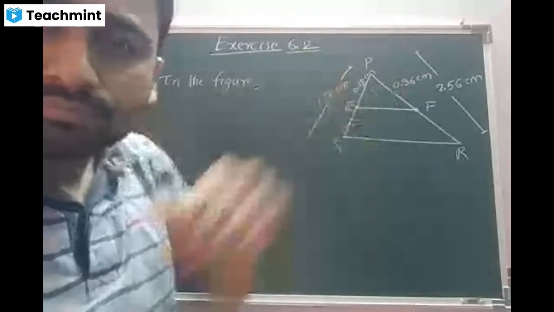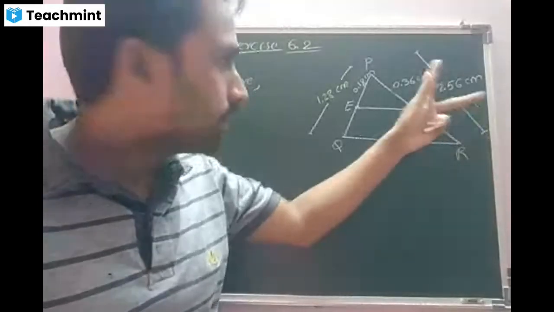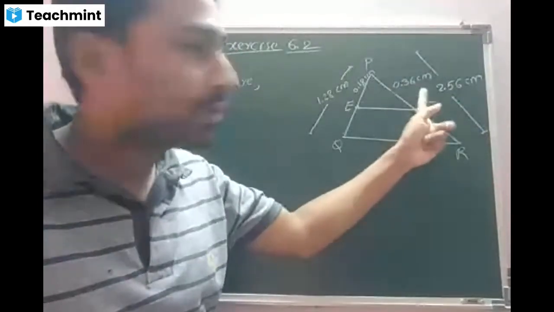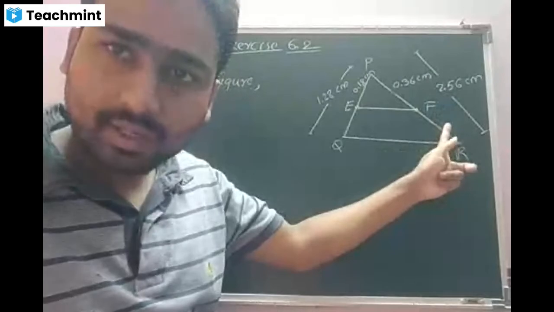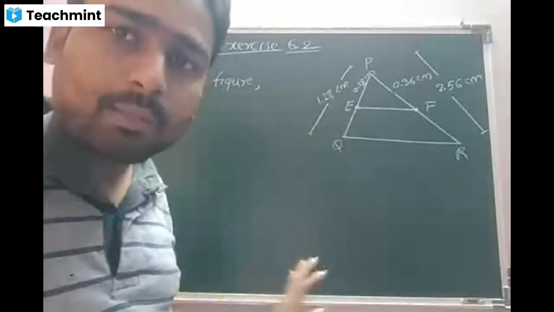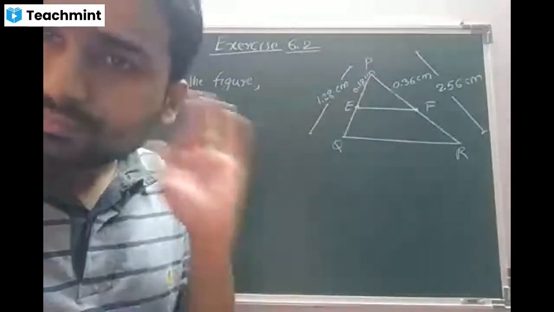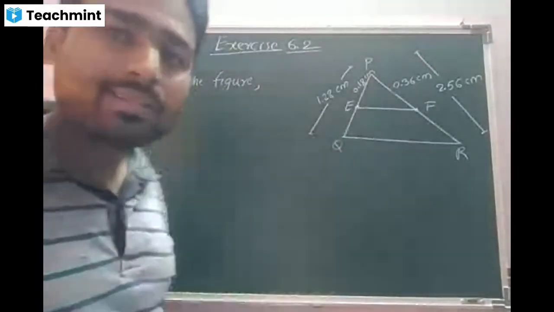Similarly, PR is given in total as 2.56. Remove PF, that is 0.36, and you'll get some answer here. Once these two answers are ready, beta, you can go for the final battle. Am I right? Yes, sir.